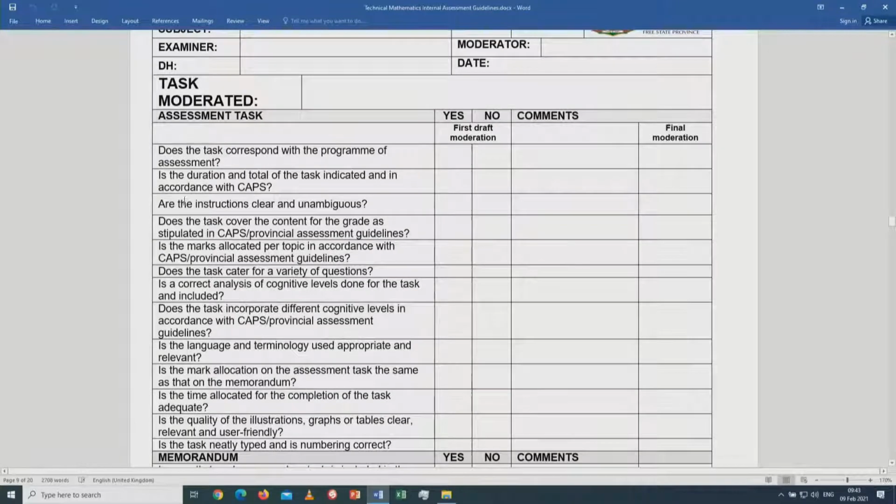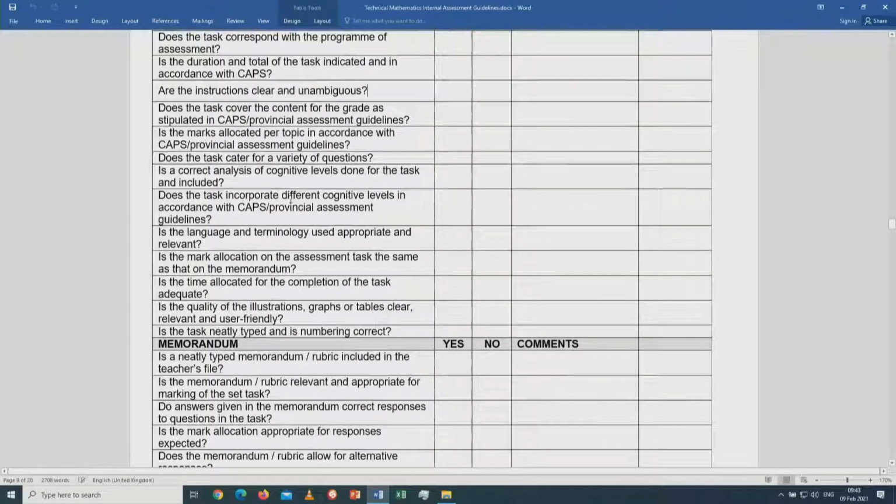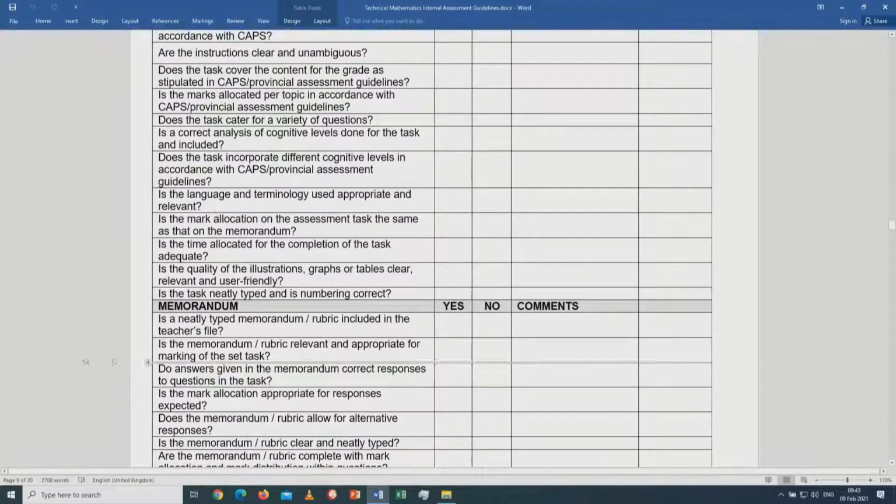Are the instructions in the paper unambiguous? And then you look at the duration and the total as indicated according to the CAPS. Like I said, you don't set without the CAPS document. I will not go through the whole document. You see, is the task neatly typed and is the numbering correct?